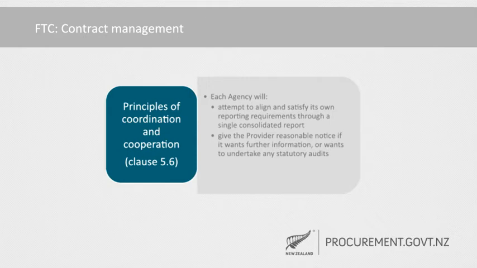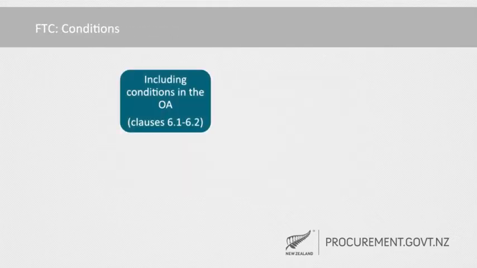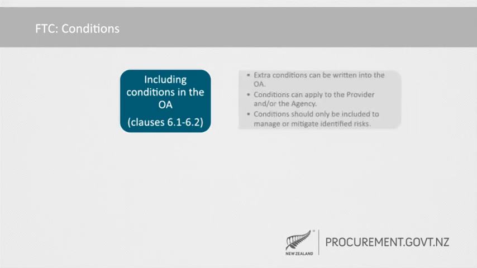Give the provider reasonable notice if they want further information in relation to a special inquiry request or undertake a statutory audit of the provider, and limit requests for further information as statutory audits based on managing identified risks.